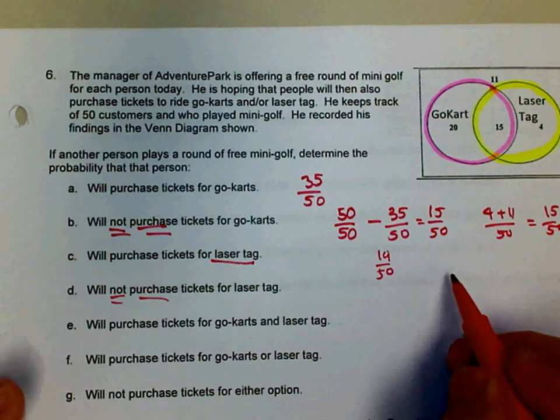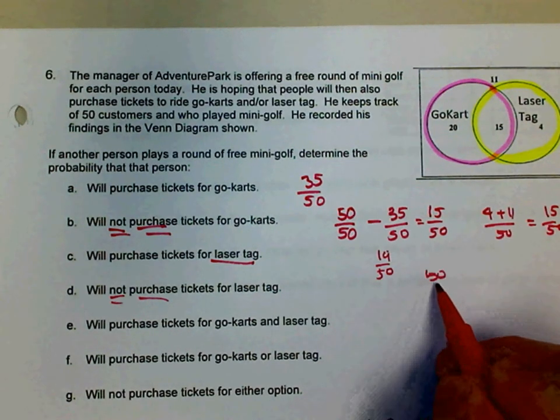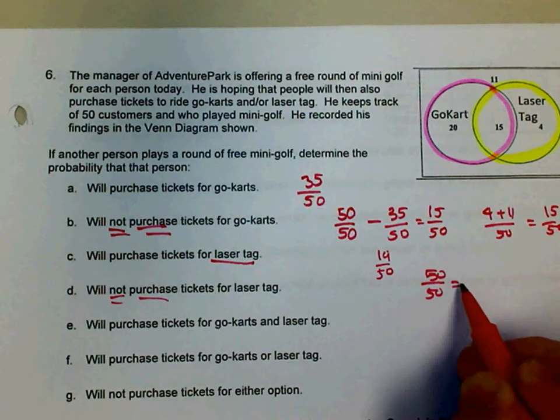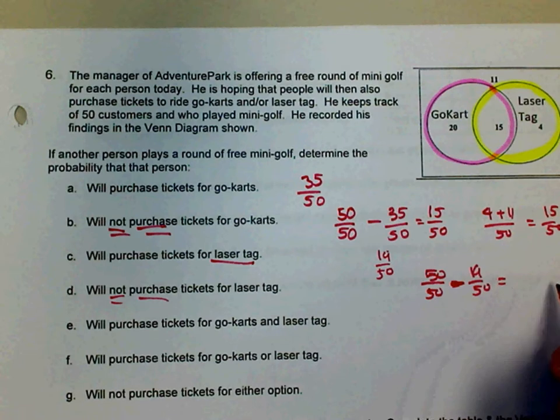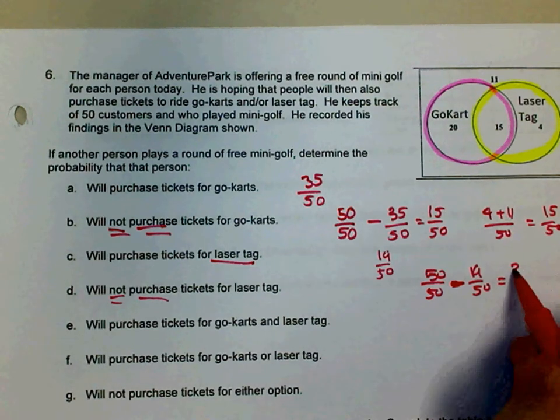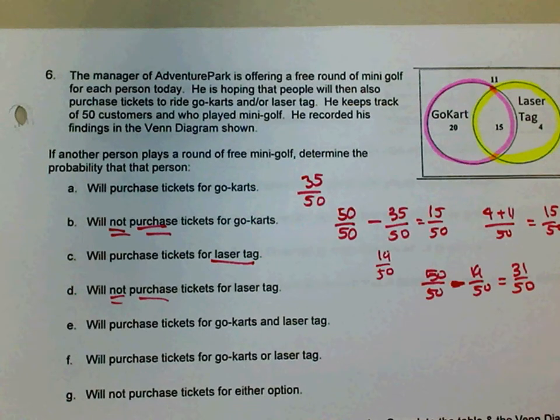We'll take 50 out of 50 and then subtract this 19 out of 50, which will give us a total of 31 out of 50 who did not purchase tickets for laser tag, which also could have been done by adding the 11 and the 22 together.